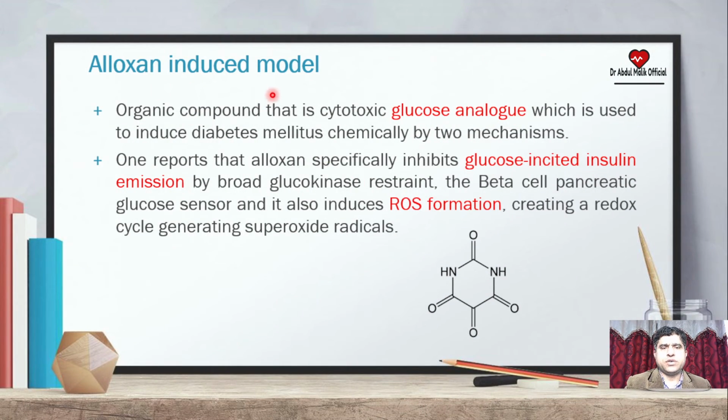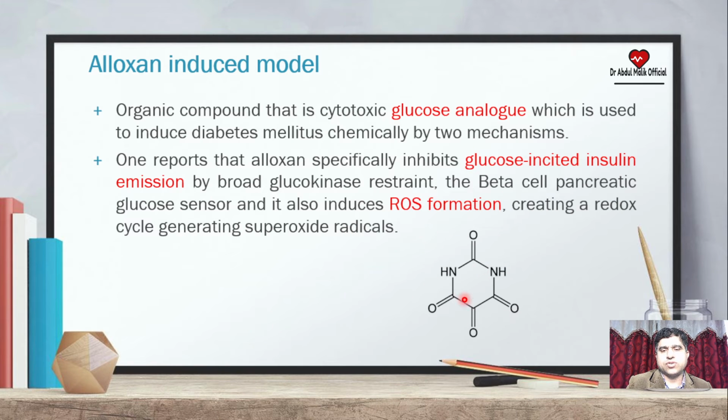Coming to the Alloxan-induced diabetes model, Alloxan is an organic compound, a cytotoxic glucose analog, which is used to induce diabetes mellitus chemically by two mechanisms. One reports that Alloxan specifically inhibits glucose-induced insulin secretion by glucokinase inhibition. This is how glucose enters through the glucokinase enzyme into the pancreatic beta cell, and the beta cell is the pancreatic glucose sensor. It also induces reactive oxygen species, creating a redox cycle generating superoxide radicals.